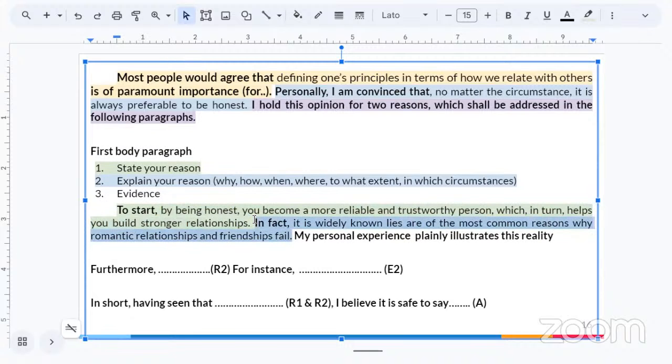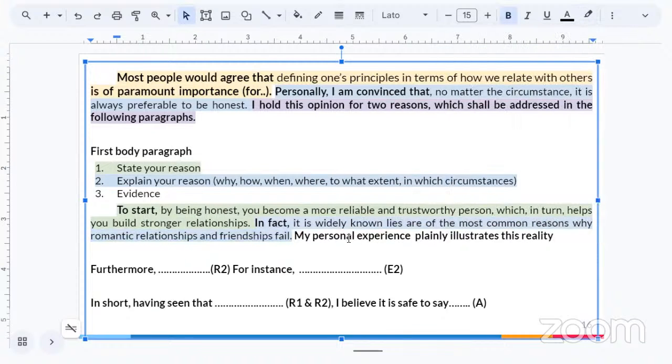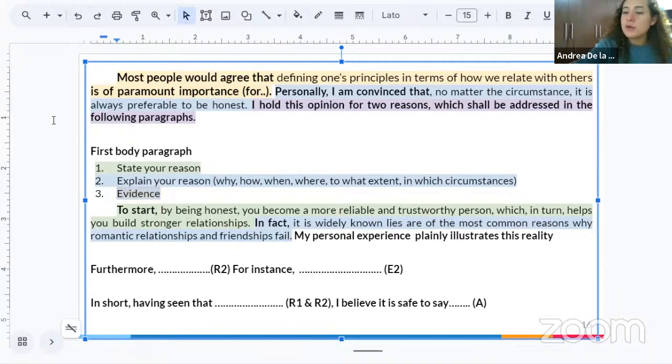And then we explained it a little bit farther. We went beyond the reason, and we said, in fact, it is widely known that lies are one of the most common reasons why romantic relationships and friendships fail. And then we said that we needed to provide some evidence of what we're saying. Now, as I was telling you yesterday, well, when we talk about opinions, usually the evidence that supports our opinions are experiences, right?